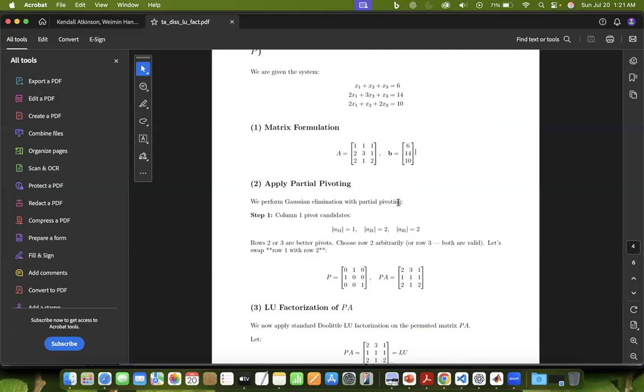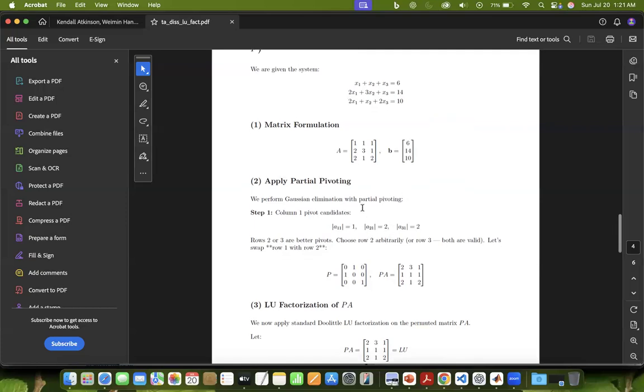Now that you have seen which value makes sense as a pivot candidate, let's say you have chosen the second one. Then you need to swap the first with the second row. Once you do that, remember initially P was your identity matrix: 1 0 0, 0 1 0, and 0 0 1. Swap the first and second rows, and 0 1 0 will come on top and 1 0 0 will come below. That's how you swap the first and second rows.